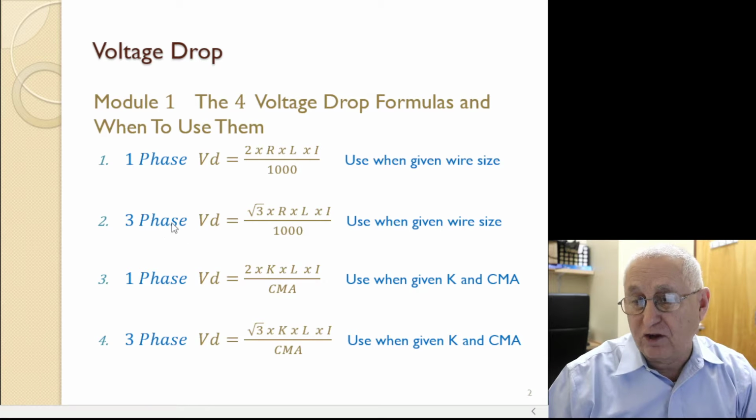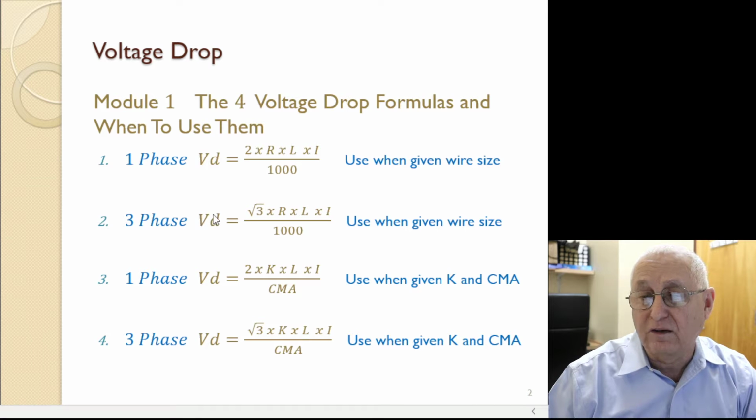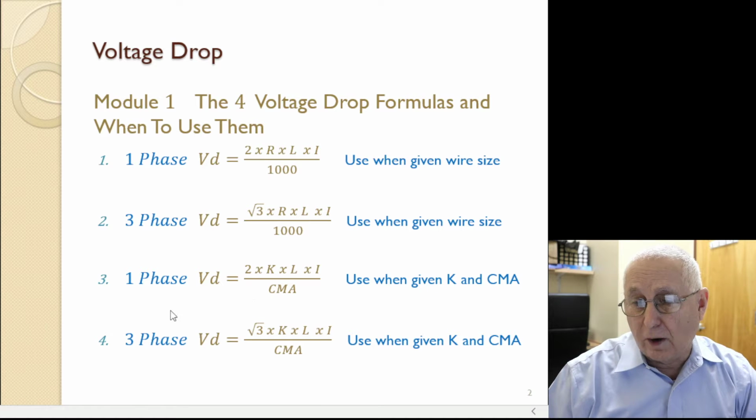There's a 3-phase form for the same thing when we're given the wire size. It's VD equals the square root of 3 times R times L times I over 1,000. The only difference between these two is that we're multiplying by 2 here and we're multiplying by the square root of 3 here. There's another one, and this is formulas 3 and 4.